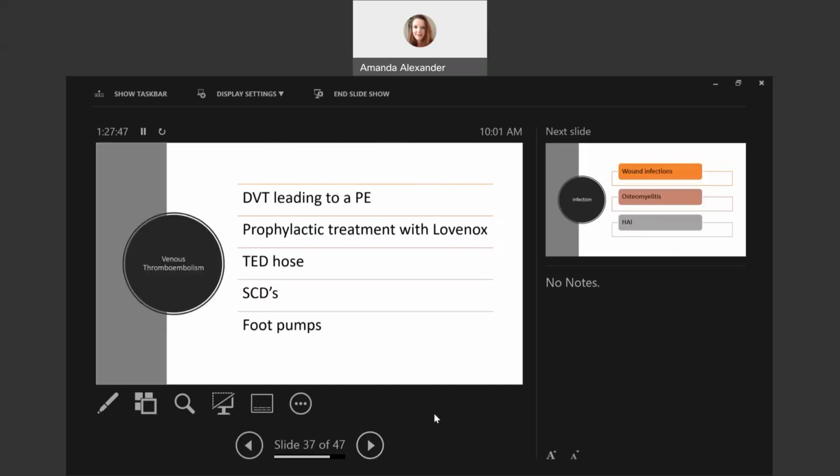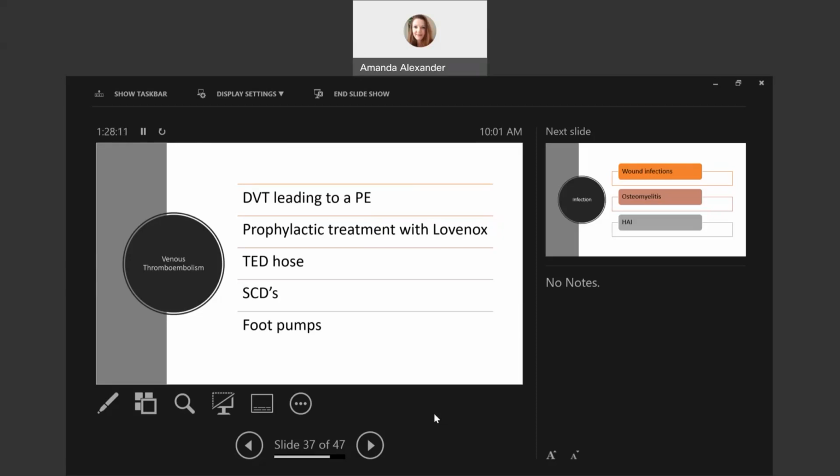Venous thrombosis or venous thromboembolism, or DVT, are the leading cause of pulmonary embolism. Okay, so get a DVT in the lower extremity, it breaks loose and travels to the brain or the head. As nurses, we're going to do prophylactic treatments with the patient. One of the things is Lovenox or heparin.